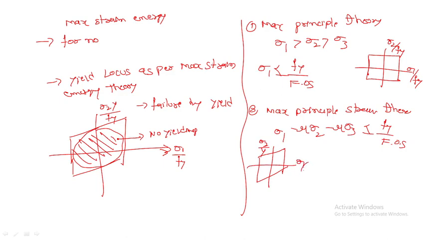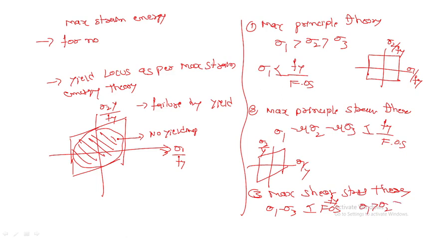So this one is also same. Now another one: maximum shear stress theory. What is the maximum shear stress theory? That is sigma 1 minus sigma 3, it should be less than fy divided by the factor of safety, where sigma 1 and sigma 2 are more than each other, right. So this is about the maximum strain energy theory.